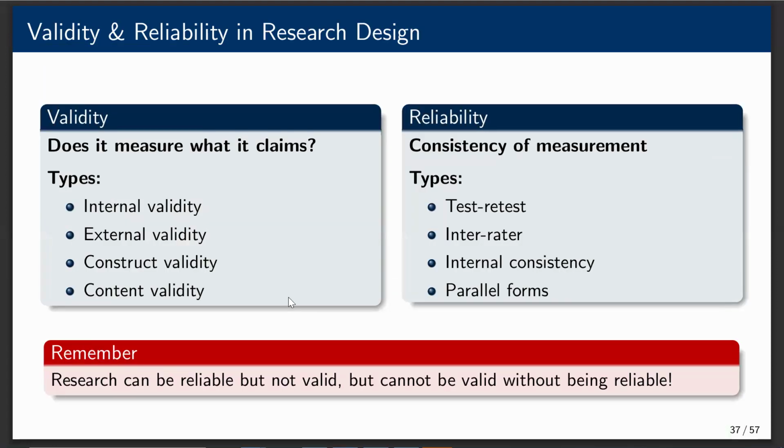Now next is validity and reliability in research design. Validity is, does it measure what it claims? How will you check it? There are different types: internal validity, external validity, construct validity, and content validity. And reliability is basically consistency of measurement: test-retest, inter-rater, internal consistency, parallel forms. Remember, research can be reliable but not valid, but it cannot be valid without being reliable. This is a very important line.